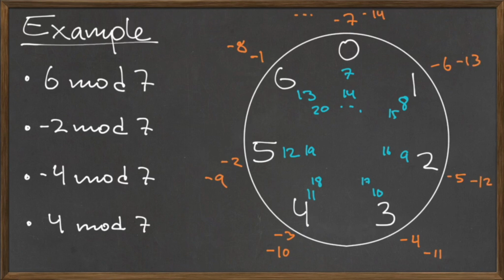Using the clock as an example, the solutions to these problems are: 6 mod 7 is equal to 6, -2 mod 7 is equal to 5, -4 mod 7 is equal to 3, and 4 mod 7 is equal to 4.